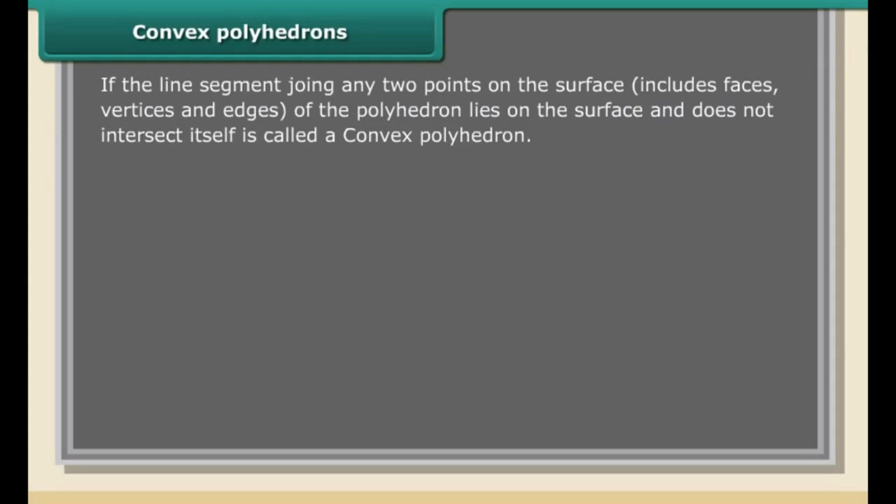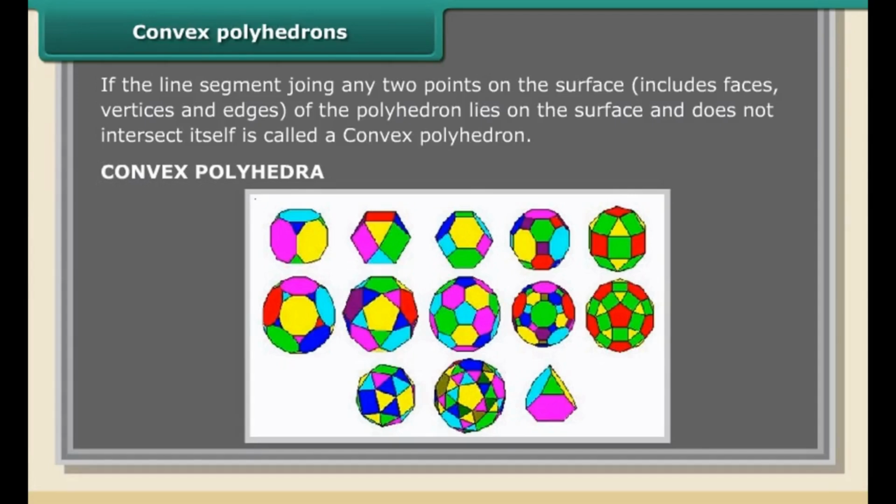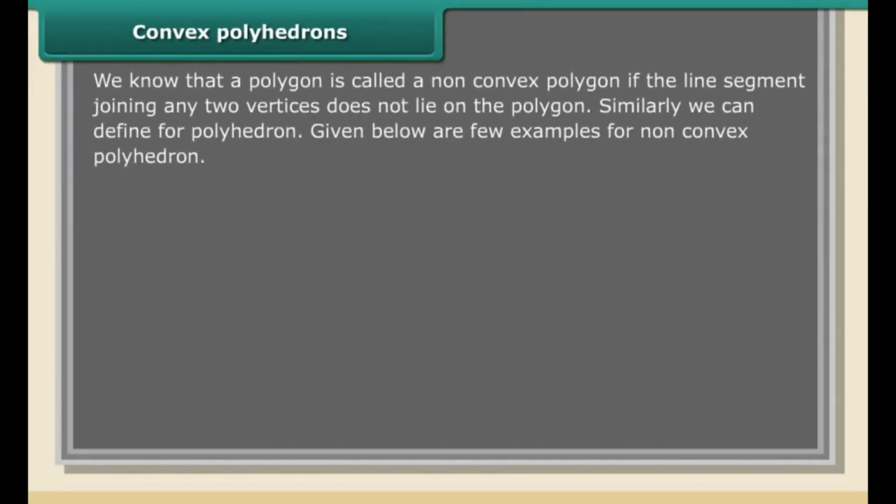Convex polyhedrons: if the line segment joining any 2 points on the surface, including faces, vertices and edges of the polyhedron, lies on the surface and does not intersect itself, it is called a convex polyhedron. We know that a polygon is called a non-convex polygon if the line segment joining any 2 vertices does not lie on the polygon. Similarly, we can define polyhedron.